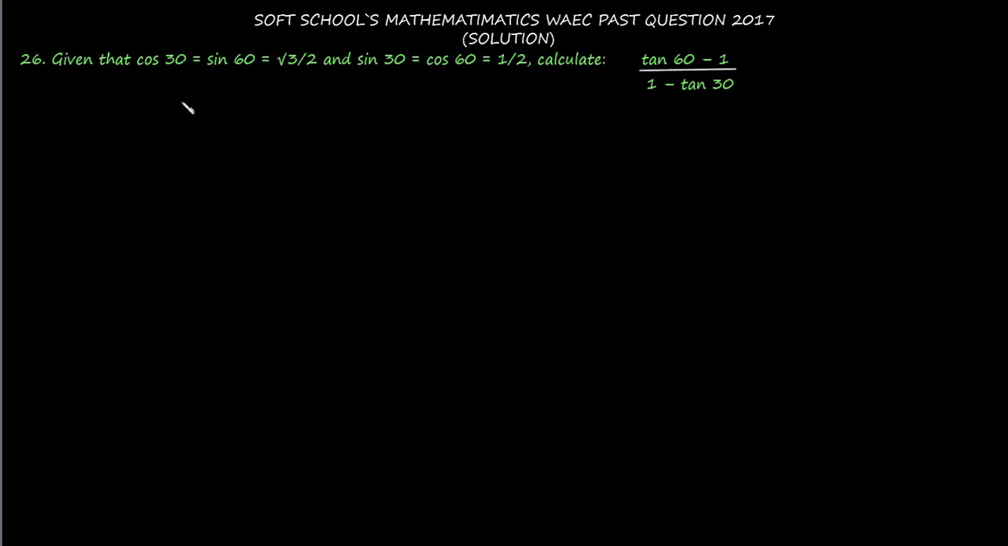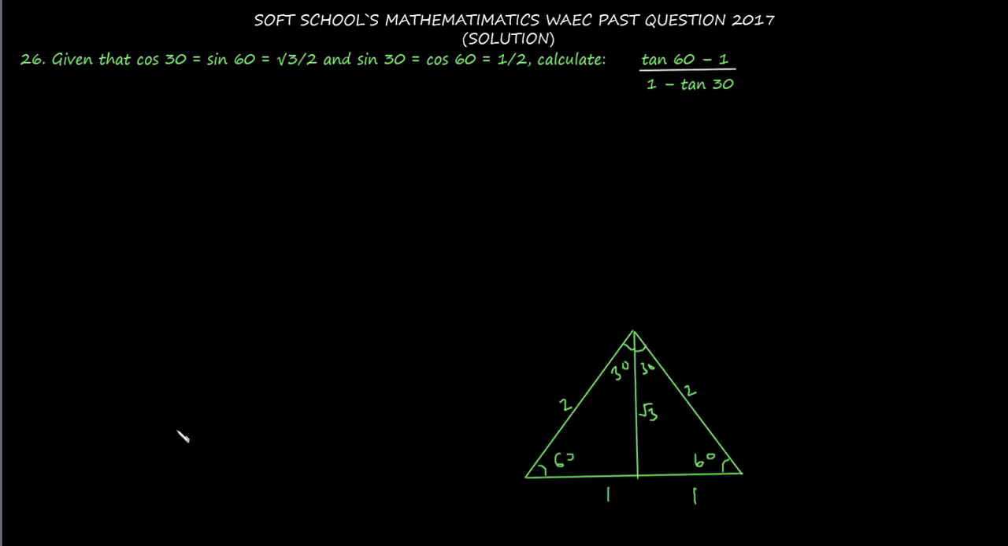Question 26. Given that cos 30 is equal to sin 60 is equal to root 3 over 2 and sin 30 is equal to cos 60 is equal to half, calculate tan 60 minus 1 over 1 minus tan 30. So let's take a look at this.